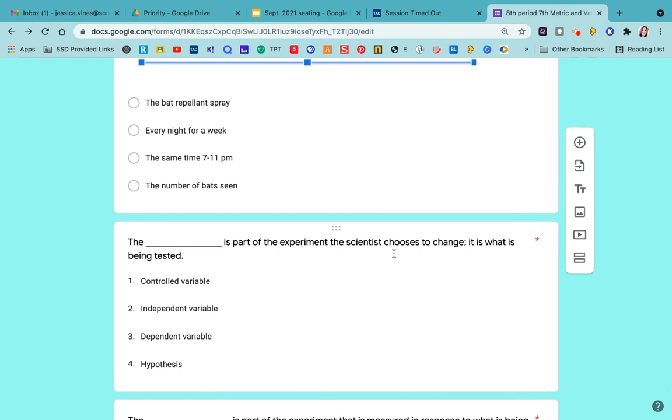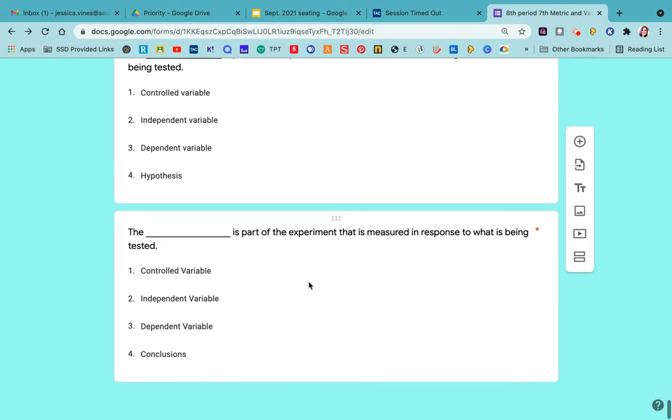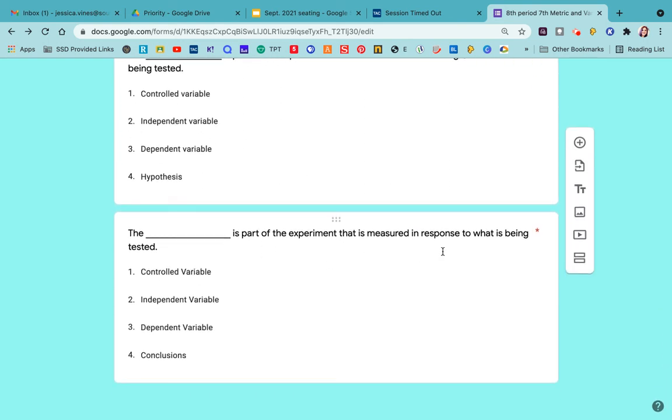The blank is the part of the experiment the scientist chooses to change. It's what's being tested. So you might have seen this before. Is it a controlled variable, independent variable, dependent variable, or hypothesis? Blank is the part of the experiment that is measured in response to what's being tested. A controlled variable, independent variable, dependent variable, or conclusions.